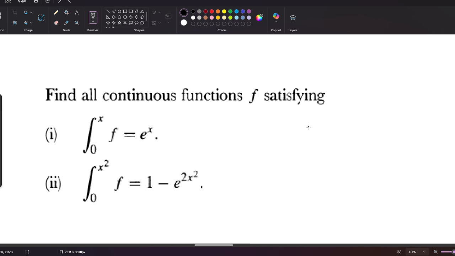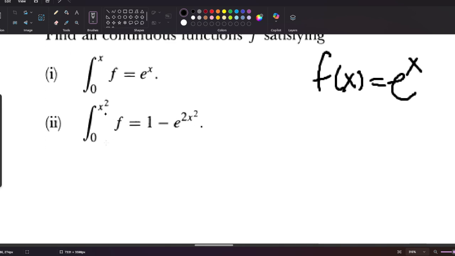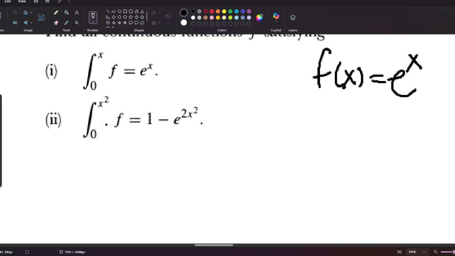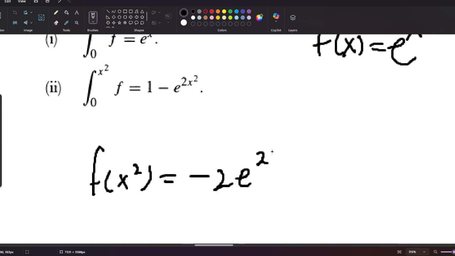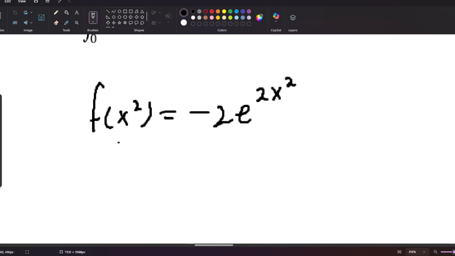First part is easy. We're just differentiating both sides. We get f of x equals e to the x. Easy, no problem. Now, the second part is more interesting. If we were to differentiate both sides, we'd have to differentiate them with respect to x squared. So we have f of x squared is minus 2 times e to the power of 2 times x squared. And now we need to find the original function somehow.